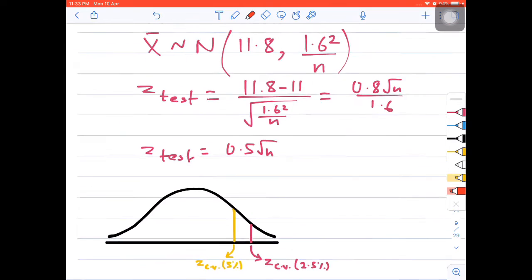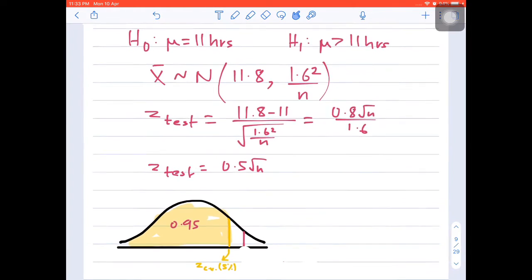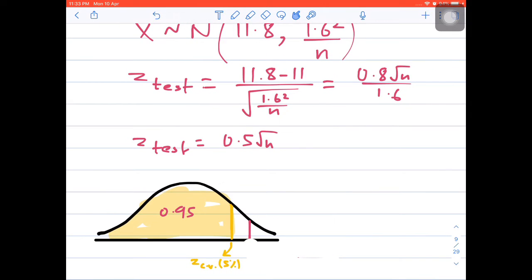So for 5%, first I'll find the critical value. Considering this region, because towards the right is 5%, this region will be 0.95. So in the z table we can go to 0.95. The value corresponding to that is 1.645. So over here the z critical value is 1.645.